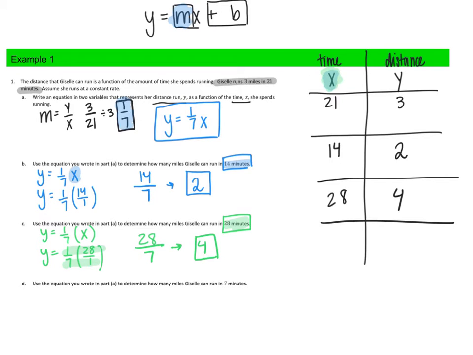All right. Now, based on what I've done so far, I want you to try the next one on your own. This one says how many miles can she run in 7 minutes? Okay. So please do the exact same thing I did for part B and C. For part D, this time you are putting in a 7 to your equation. Okay, and we'll go over it in about 30 seconds. Tell me, how many miles can she run in 7 minutes?